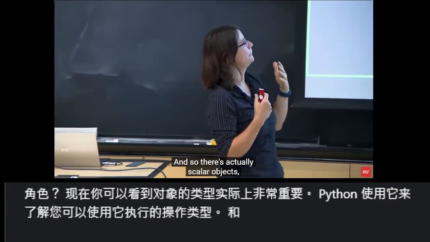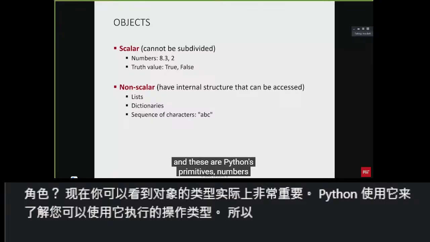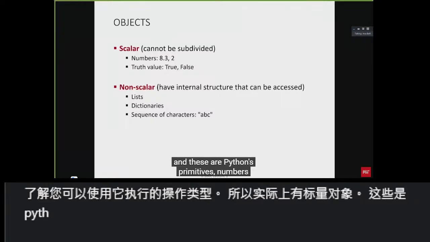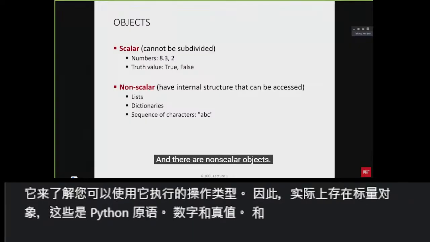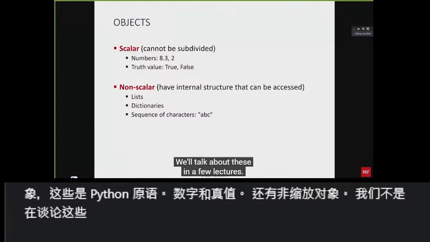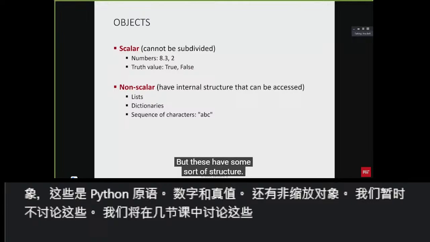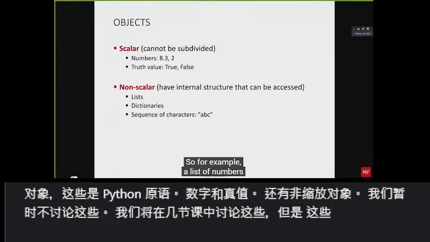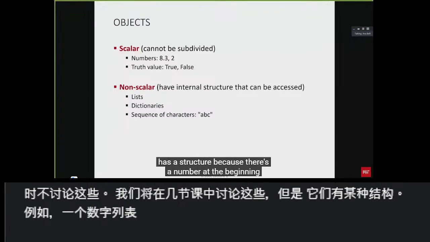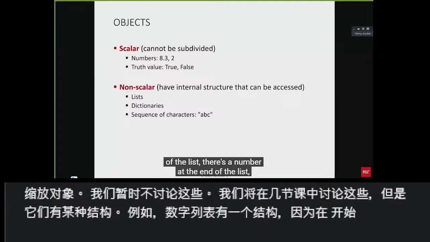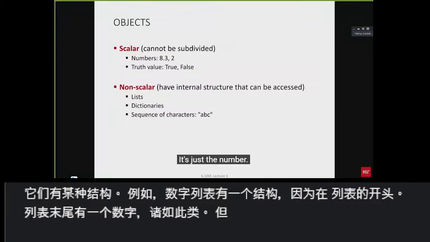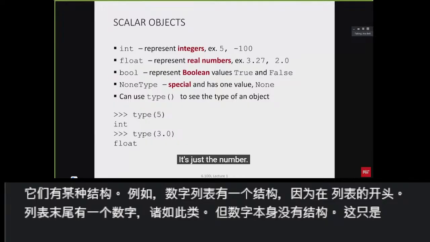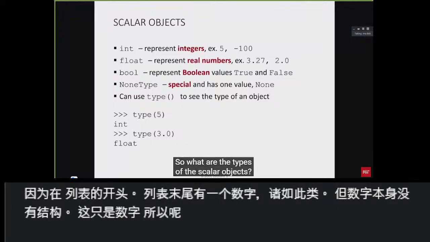And so there are scalar objects, and these are Python's primitives, numbers and truth values. And there are non-scalar objects. We're not talking about these yet. We'll talk about these in a few lectures, but these have some sort of structure. So for example, a list of numbers has a structure because there's a number at the beginning of the list, there's a number at the end of the list, things like that. But a number itself doesn't have a structure. It's just the number.